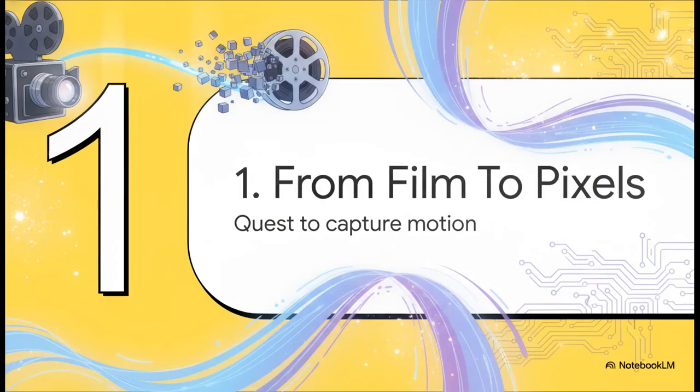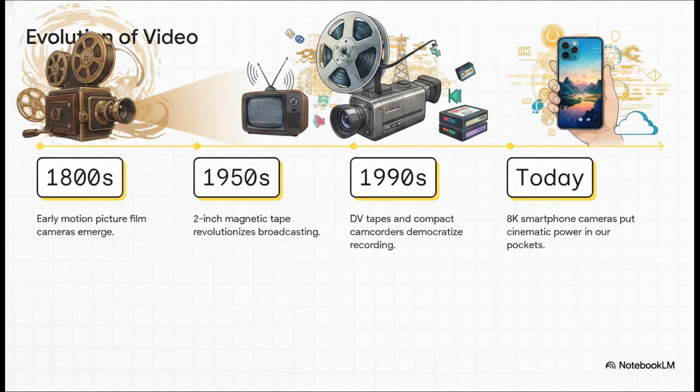All right, Section 1, From Film to Pixels, Humanity's Quest to Capture Motion. If we trace the path on this timeline, it's pretty mind-blowing. We start way back in the 1800s with bulky mechanical film cameras. Then we jump to the 1950s when 2-inch magnetic tape finally made video editing and broadcasting practical. Next, the 1990s hit, and digital videotapes totally democratized recording. Suddenly, everyone had a camcorder. And today? Well, we've got literally 8K resolution cameras just sitting in our pockets, using wild computational photography and AI to shoot cinematic footage anywhere, anytime.